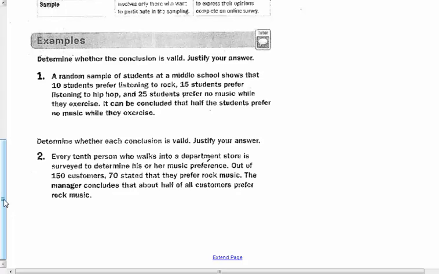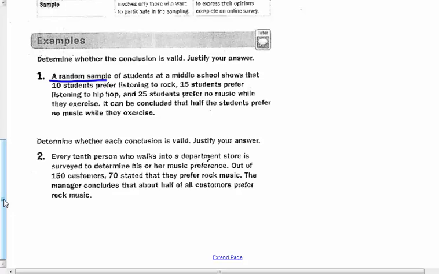So determine whether the conclusion is valid. The conclusion is going to be valid if you have a random sample, because then it's going to be non-biased, or unbiased. Justify your answer. A random sample, oh, that's good, a random sample of students at a middle school shows that 10 students prefer listening to rock, 15 students prefer listening to hip hop, and 25 students prefer no music at all while they exercise. It can be concluded, so is this conclusion valid, that half the students prefer no music while they exercise.